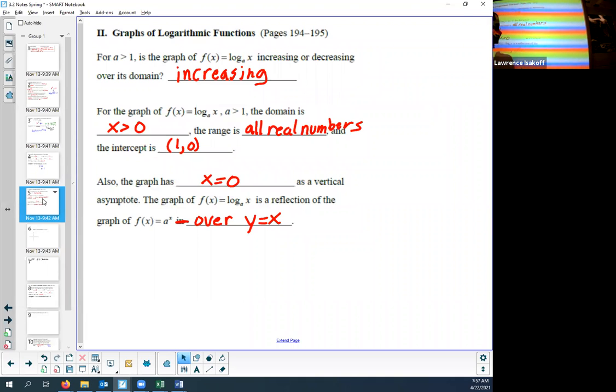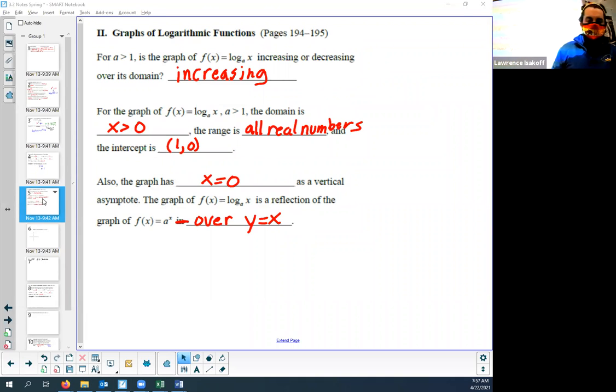Next one, we're going to talk about the graph itself. So for any base greater than 1, the graph of a logarithm is always an increasing graph. So it might actually look weird with how it's increasing because basically it looks like it almost sort of levels off, but it actually does keep going up forever.